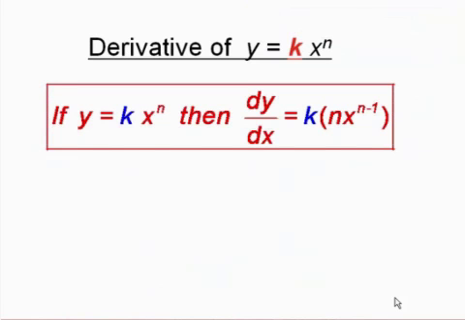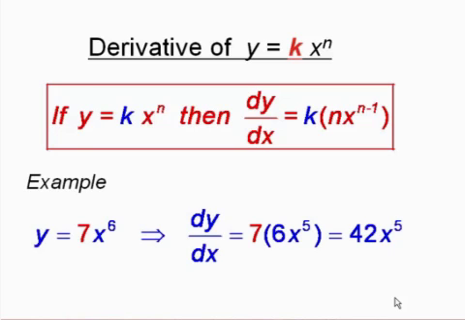What about a derivative of a function which has a constant in front of it? k is the constant. If we have a constant in front of the function, then the derivative is the constant multiplied by the rule that we've used before, nx to the n minus 1.